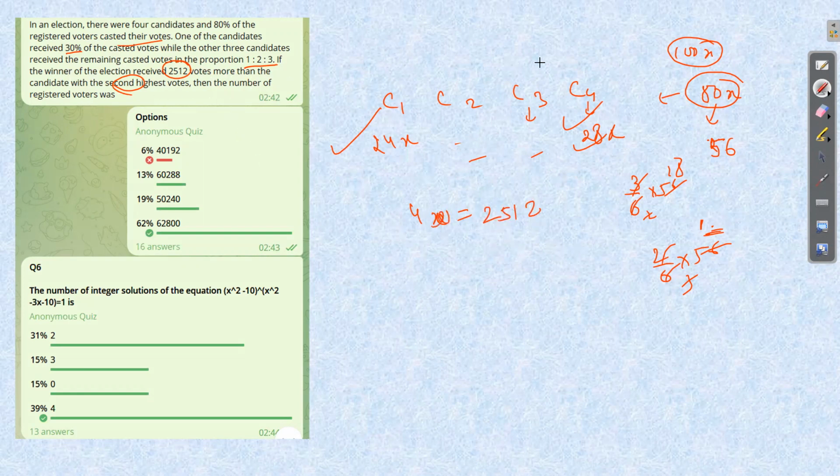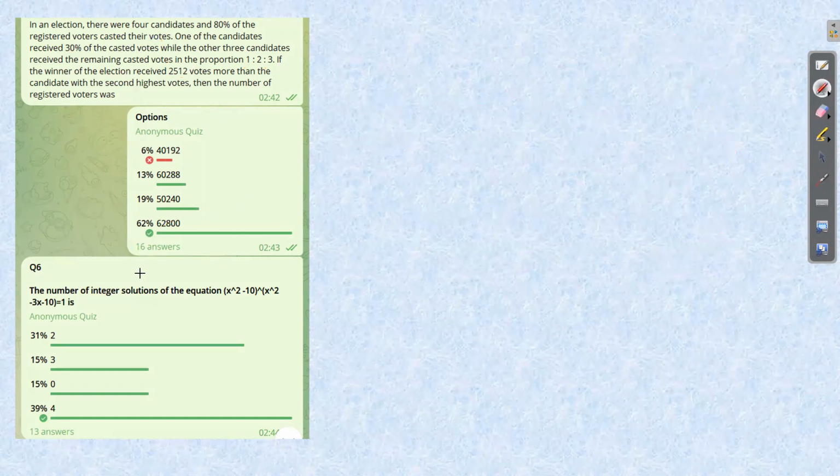The question is the number of registered voters. Registered is 100x. So 100x will be how much? 2512 by 4 into 100. So 4 6 24, 4 2 8, 4 8 32, and 100. So 6, 2, 8 will be the answer. That's it, done. Next one now.